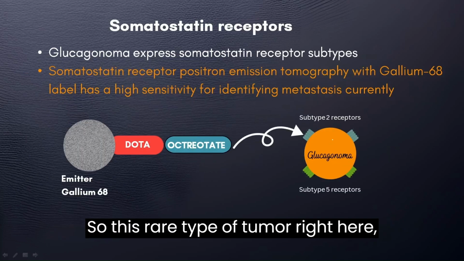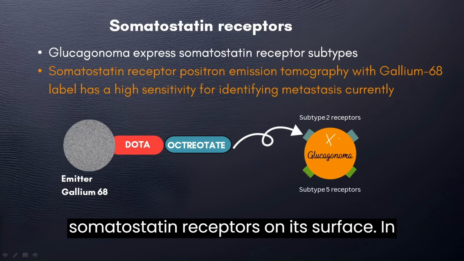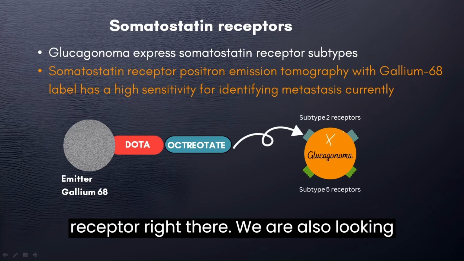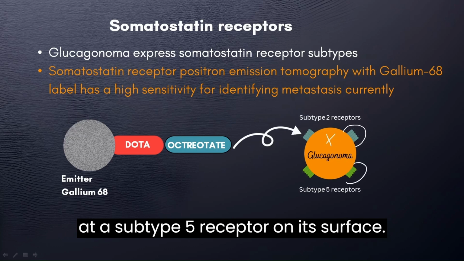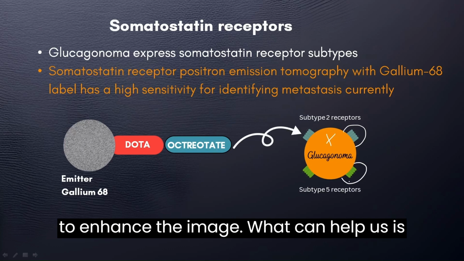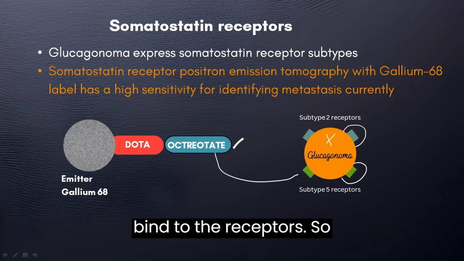Somatostatin receptors and glucagonoma. So this rare type of tumor right here, which is a glucagonoma, expresses somatostatin receptors on its surface. In this case, we are looking at a subtype 2 receptor right there. We are also looking at a subtype 5 receptor on its surface. So we want to do a PET scan and we want to enhance the image. What can help us is that octreotate naturally can bind to the receptors.